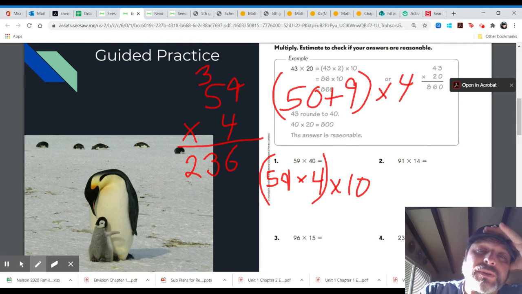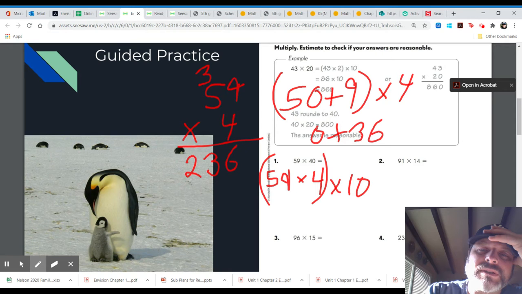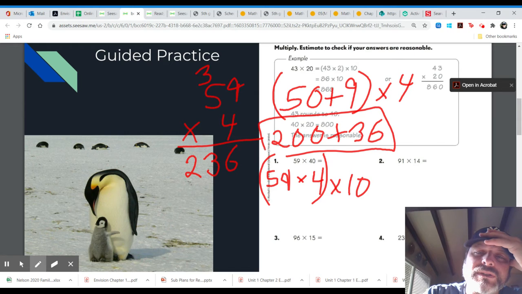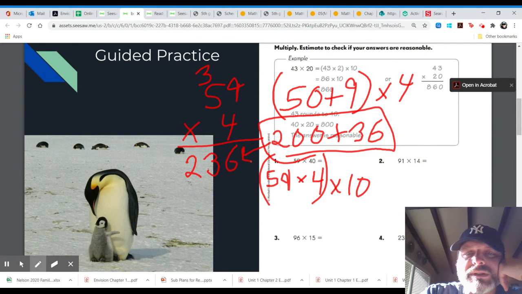So when I do the first one, I'm doing 4 times 9, I get 36, okay? So 4 times 9 is 36. And then if I do 4 times 50, I do 4 times 0 is 0, and 4 times 5 is 20, right? So basically, I get 200 plus 36. And look at that. I got 236, exactly what it is.